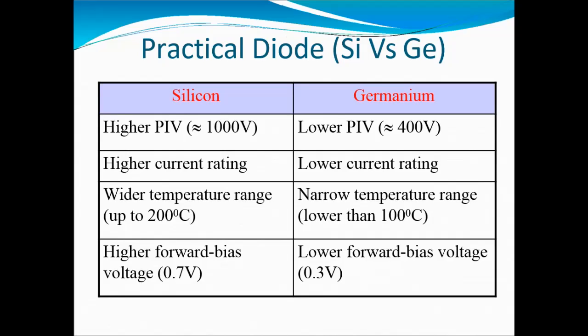Next point, in case of silicon diode, the temperature range is up to 200 degrees centigrade. But in case of germanium diode, the narrow temperature range is lower than 100 degrees centigrade. Next point, in case of silicon diode, higher forward bias voltage, 0.7 volts. But in case of germanium diode, lower forward bias voltage, 0.3 volts.